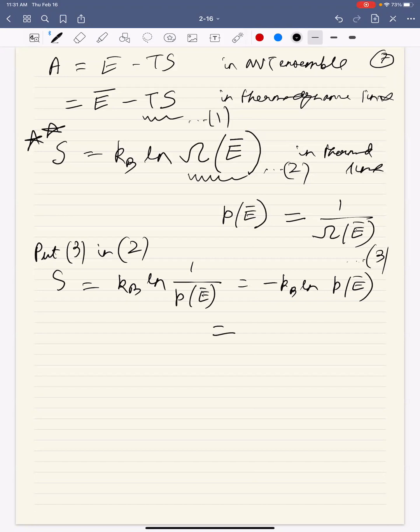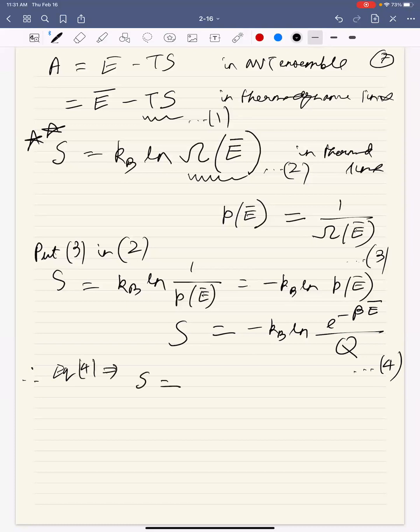So it's kind of like a magical proof almost. Now we will use the fact that P of E bar we can take from a canonical ensemble. What is P of E bar in a canonical ensemble? That is e to the power minus beta E bar divided by the partition function, right? So S is equal to this one. This is equation 4. Therefore, equation 4 can be rewritten as S is equal to minus KB ln of e to the power minus beta E bar minus KB ln of 1 over Q. Everyone happy with that?